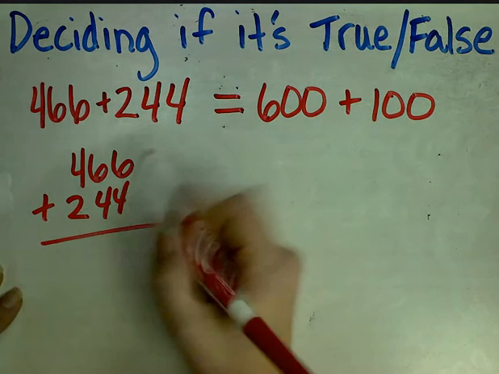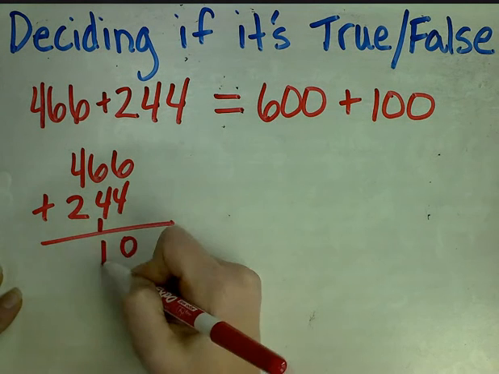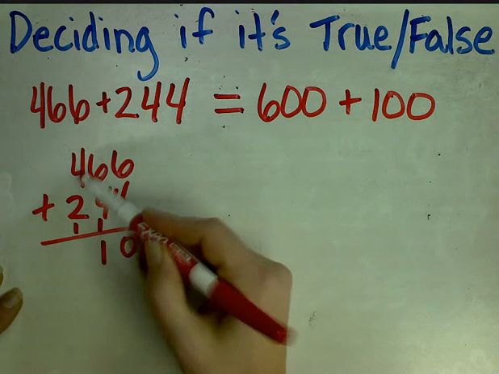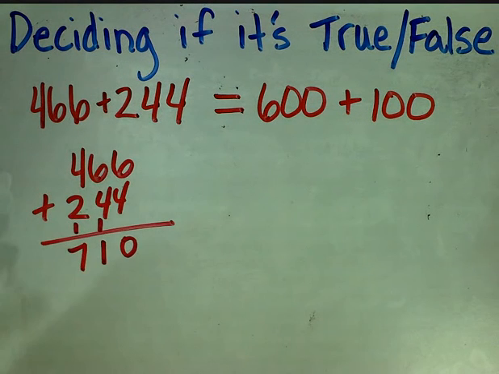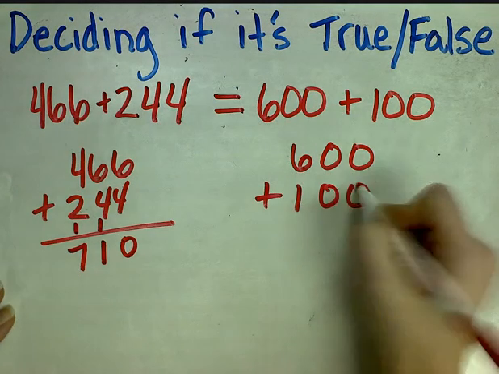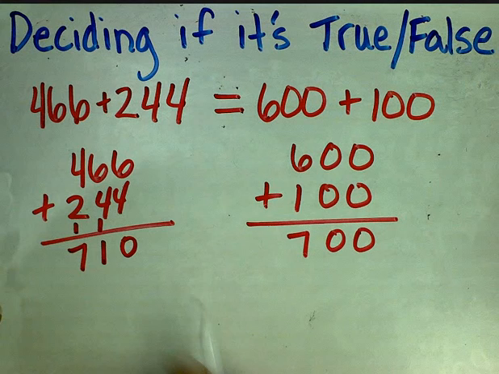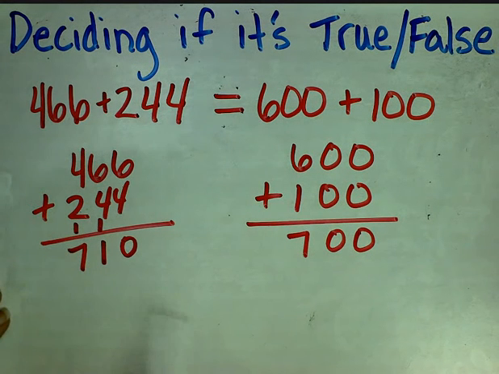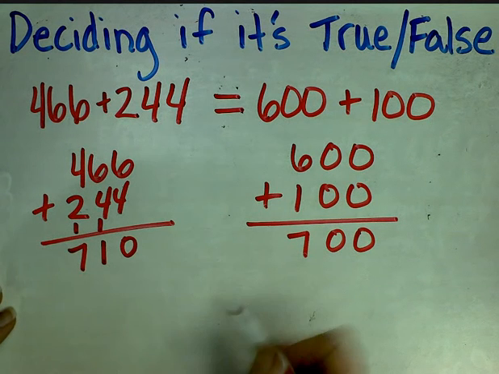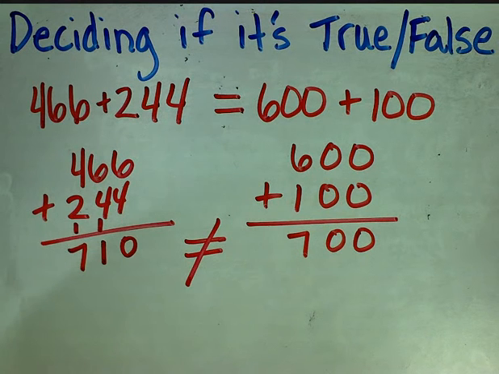6 plus 4 is 10. 6 plus 4 again is 10 with one more, which is 11. And 4 plus 2 is 6 and one more is 7. So I have 710. Now I'm going to solve the other part of the equation. 600 plus 100. Now many kids can do this in their head, so they might just write the answer of 700. In looking at these two, students would notice that the first equation is 710 and the second is 700. Therefore, they are not equal. And they may just do that as their explanation to show that this is false.